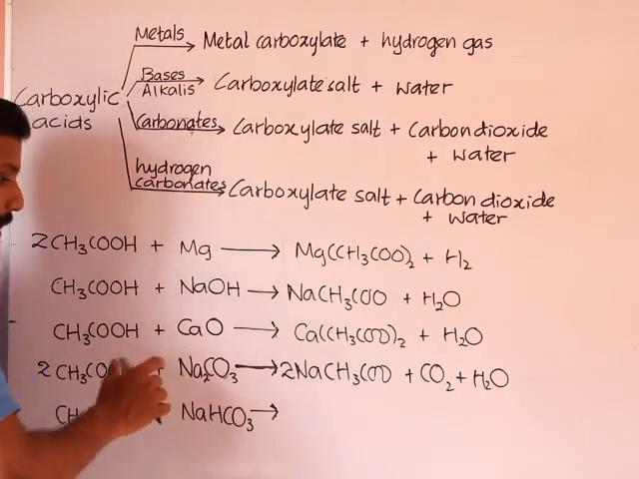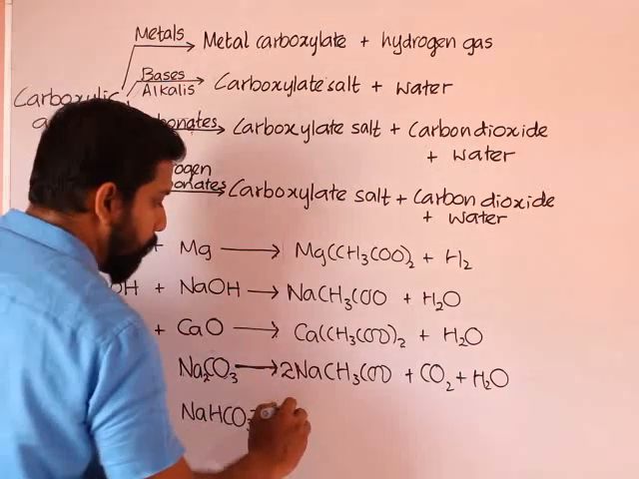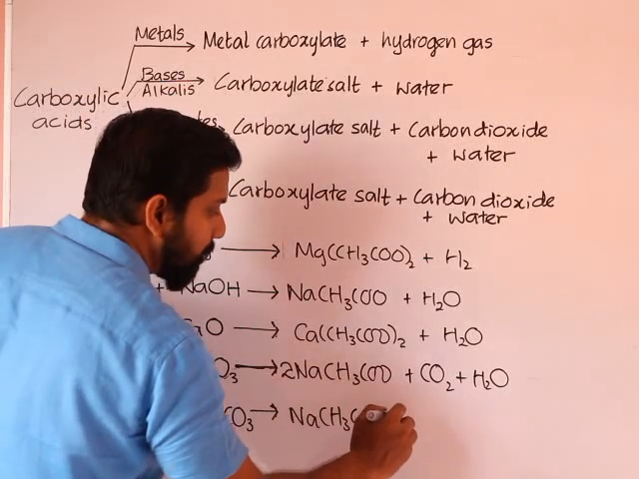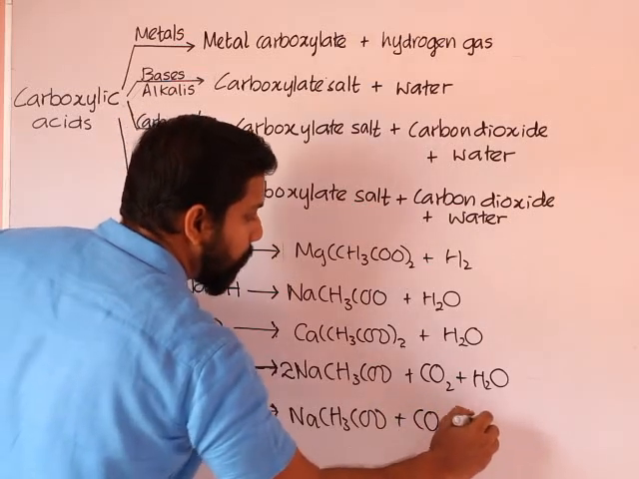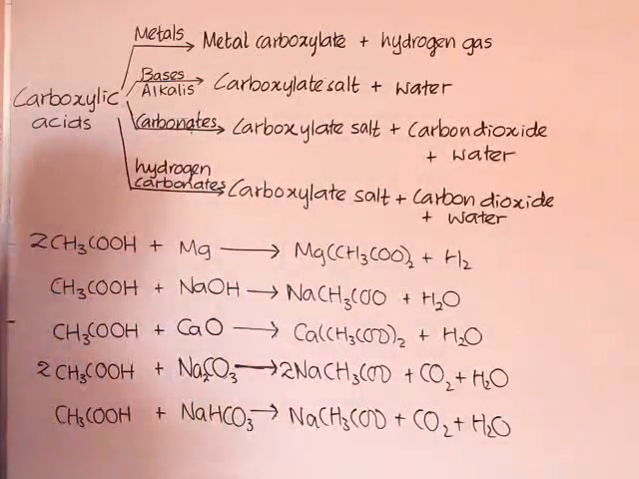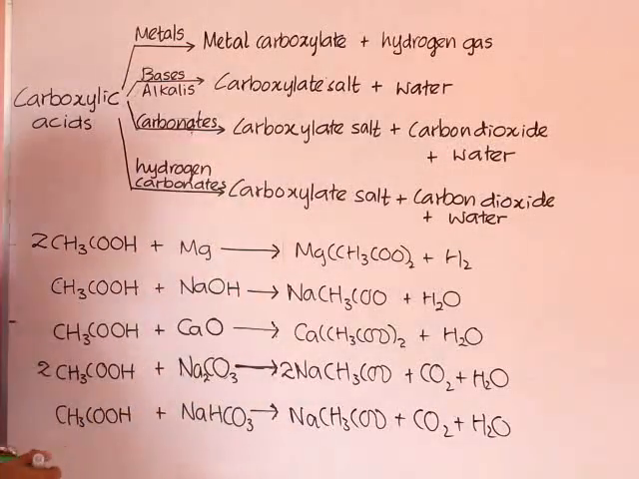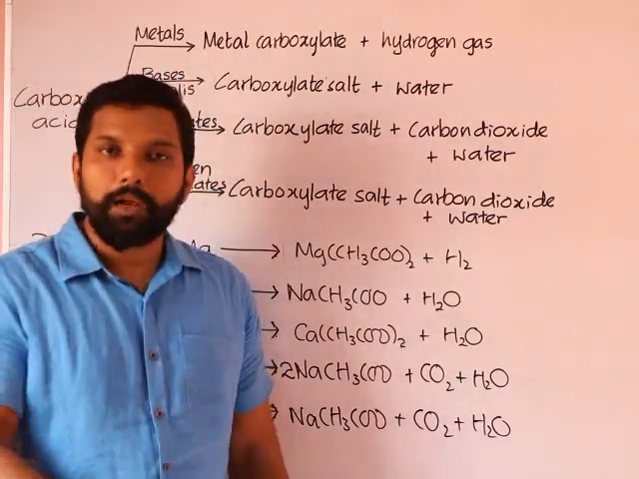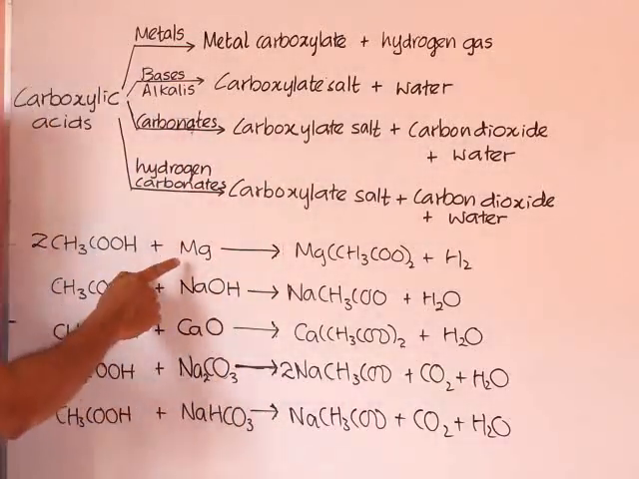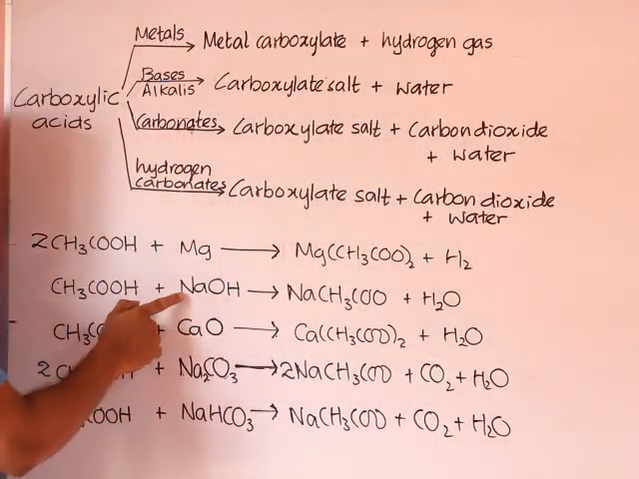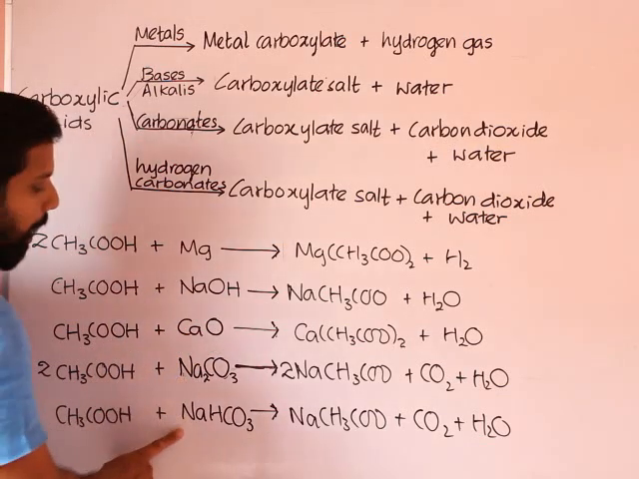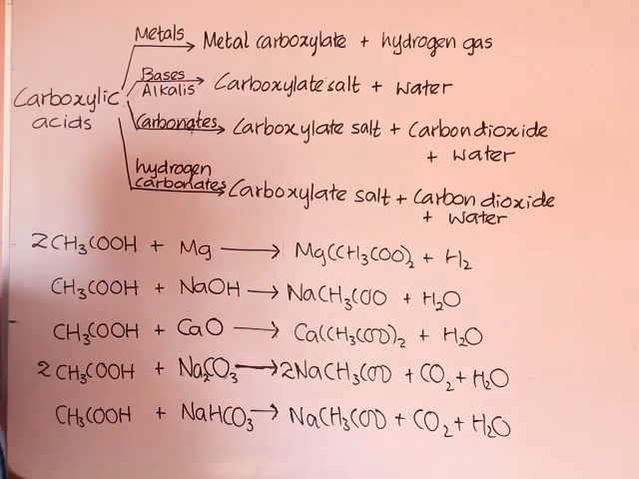Let's move on to the next example. Sodium hydrogen carbonate and ethanoic acid will also give you the same product, sodium ethanoate, carbon dioxide and water. And it is an already balanced equation. So you can see ethanoic acid is also reacting as a normal acid, like HCl and sulfuric acid: it reacts with metal, alkali, base, carbonates and with sodium hydrogen carbonate.